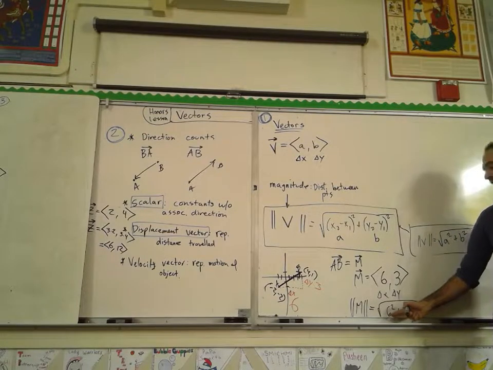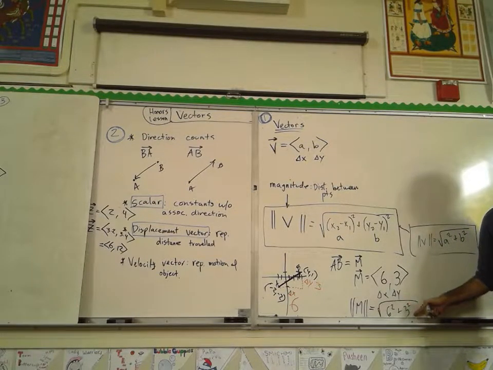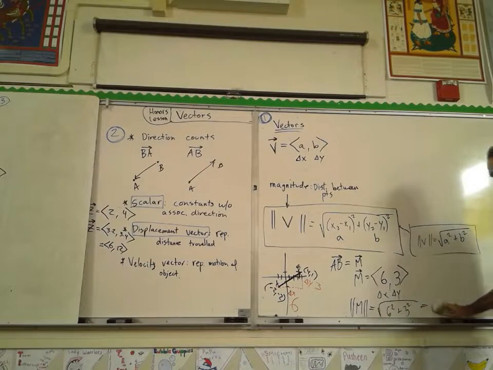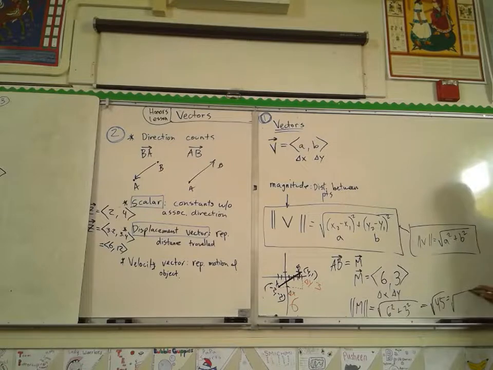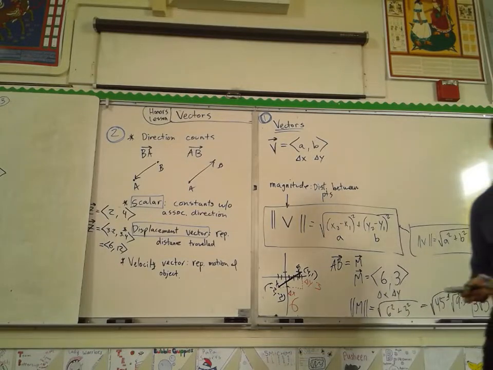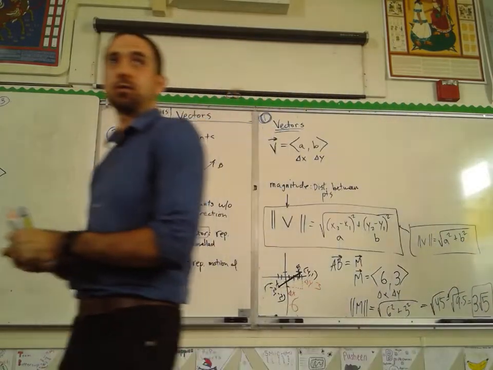36 plus 9, 45. We can even make that into something fun. 9 times 5. What can I take out? 9 comes out. We square root 9, we get 3 root 5. Okay, raise your hand if you got those two answers. Good. All right, it's most folks.